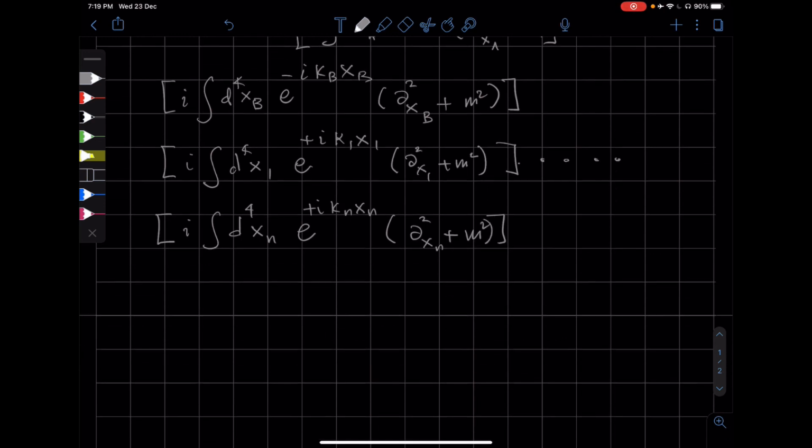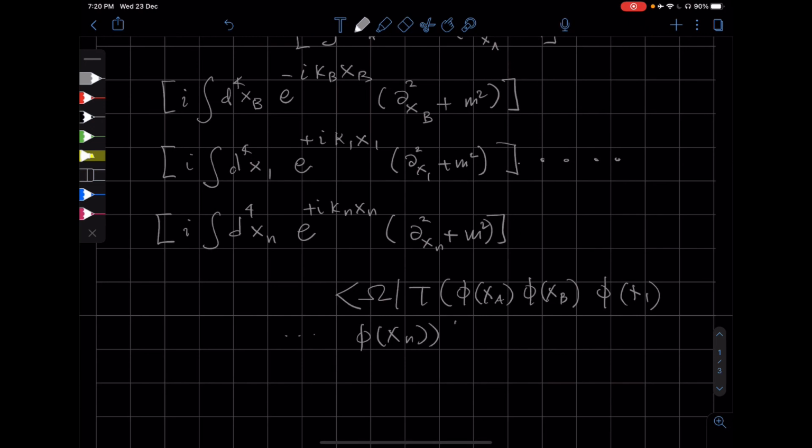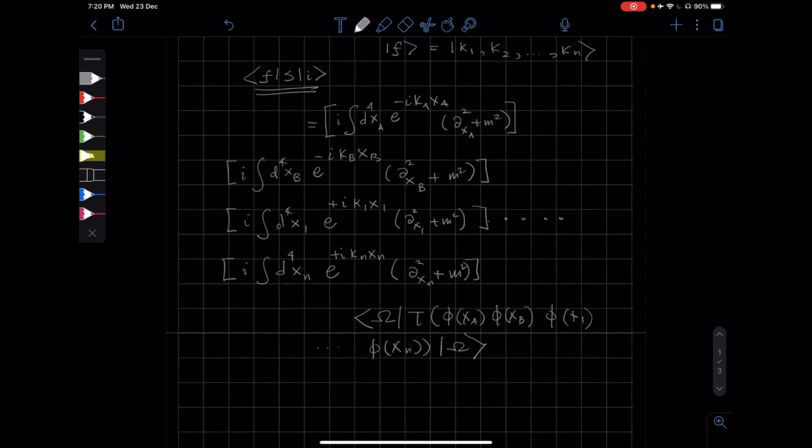And all of this will be acting on the normalized n-point correlation function, where the operators have the same arguments as the integration variables. So this is the LSZ formula, or the LSZ reduction formula, and we will be proving this in today's class.